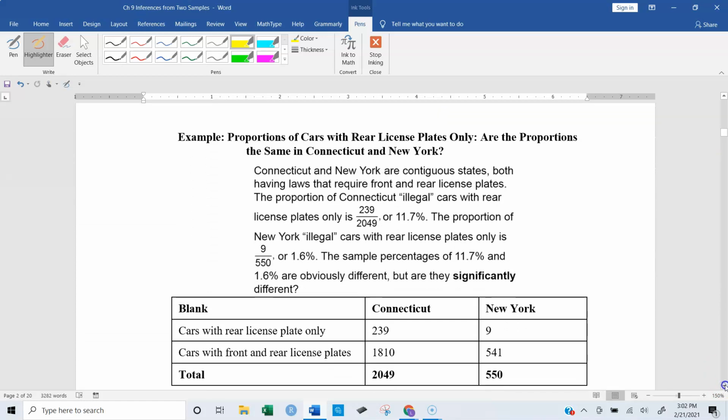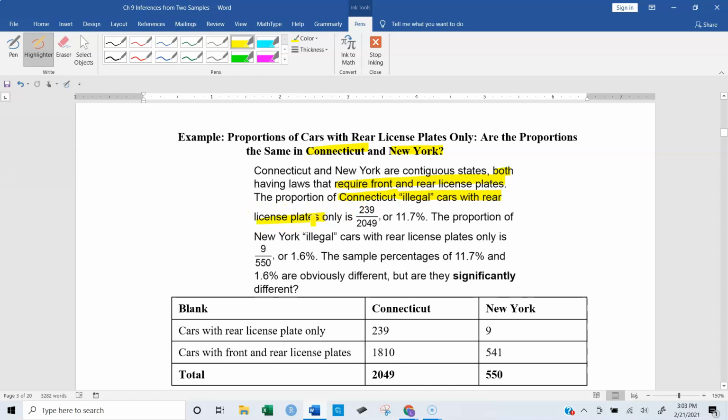Okay, here we go. Here's an example. We want to know the proportion of cars with a rear license plate only. Are the proportions the same in Connecticut versus New York? Both of these states require front and rear license plates, but we want to know if they're illegal or not. So when we go to Connecticut, we have illegal cars with rear license plates.